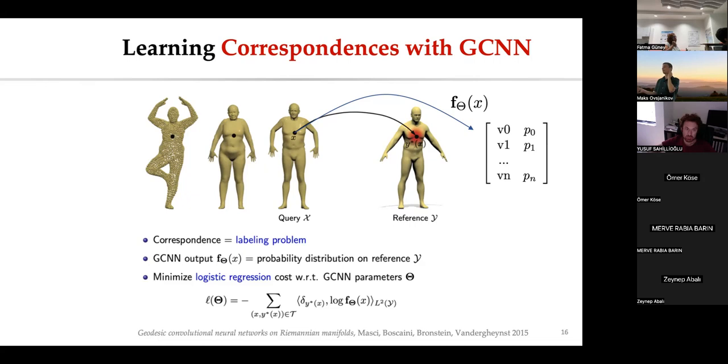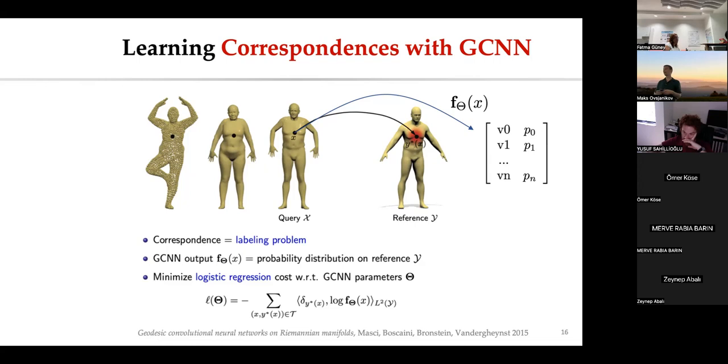You can immediately see there's already a bit of a challenge, because the reference shape has a number of points on the surface that is typically in the order of thousands. A standard human shape is represented with around 5,000 to 10,000 vertices. So you are basically doing classification into 10,000 classes, right? And you can imagine you probably need quite a bit of training data for this to work well and to be robust.